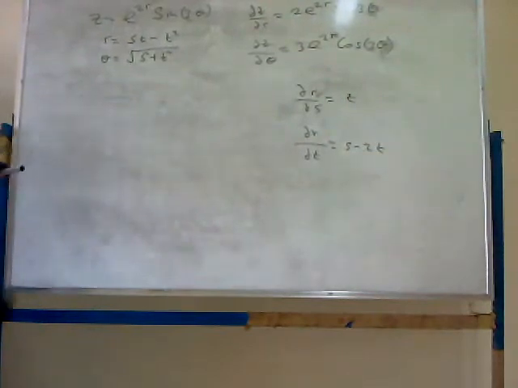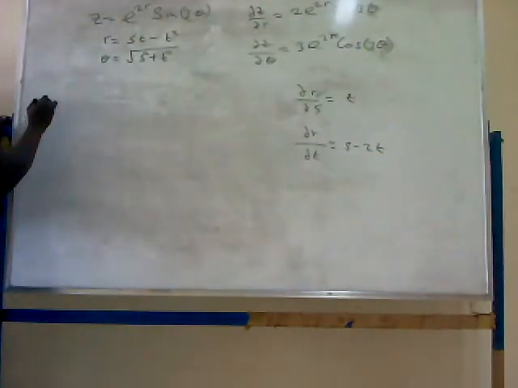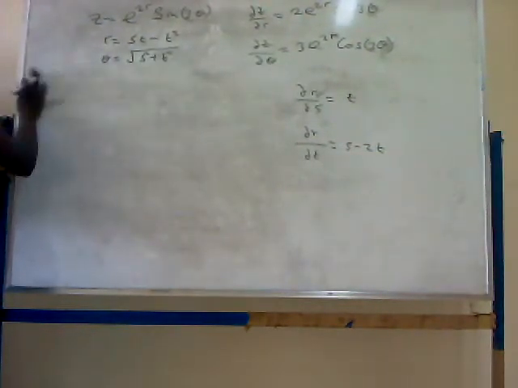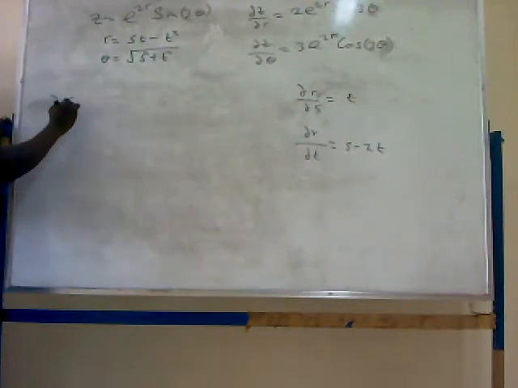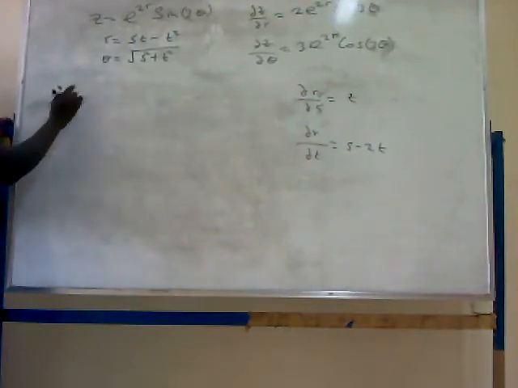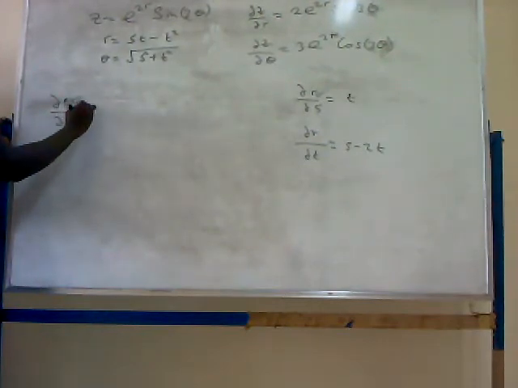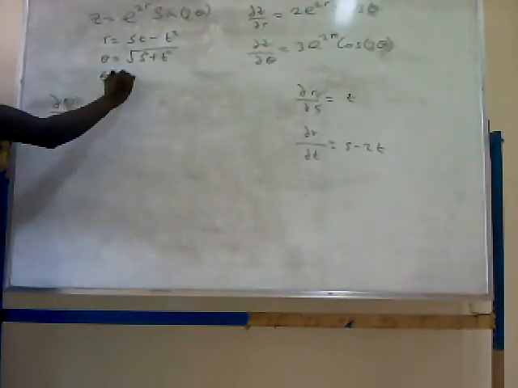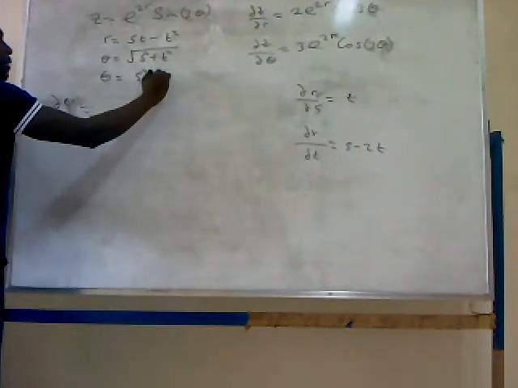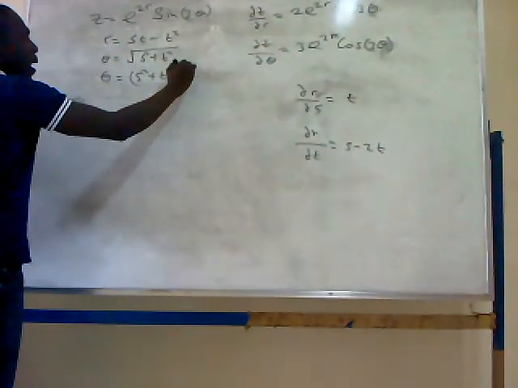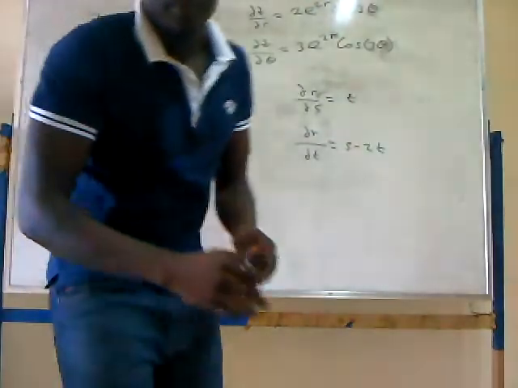Next, I differentiate theta. I look for del theta del s. And this is the same as s squared plus t squared all to the power half.